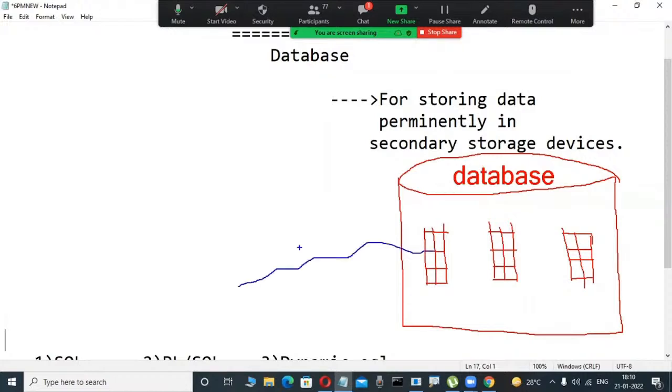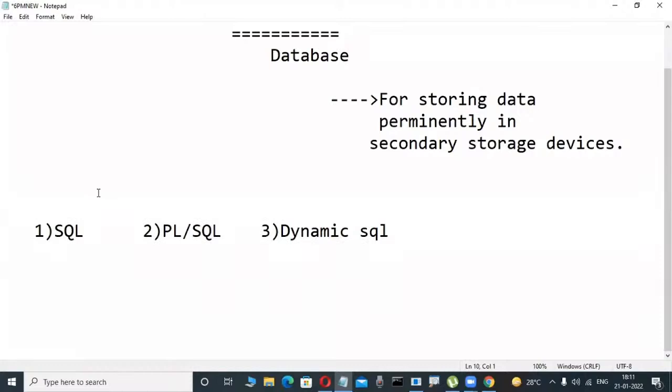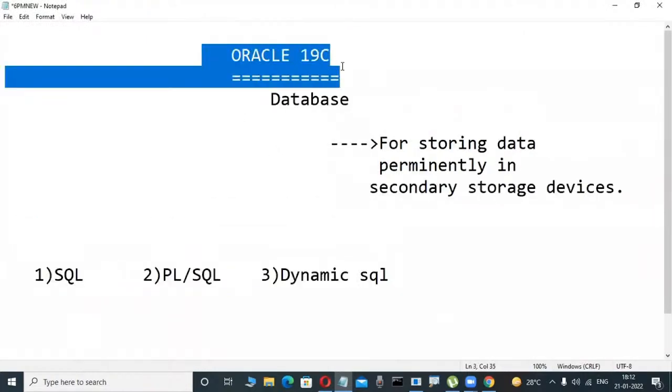We operate on this data by using SQL, a language, structured query language. That is what I told you yesterday. If you want to operate this Oracle software, we use SQL, structured query language. Another language is PL/SQL, procedural language extension for SQL. Another language is dynamic SQL. Through these three languages, we operate this Oracle software in your companies.